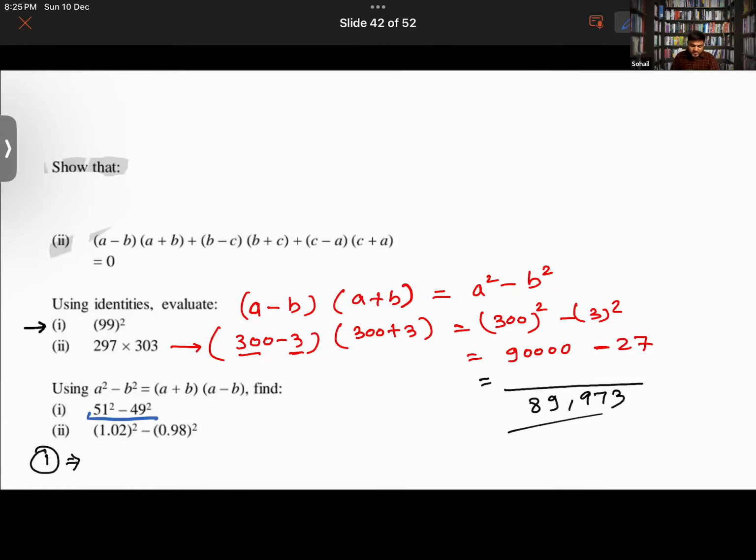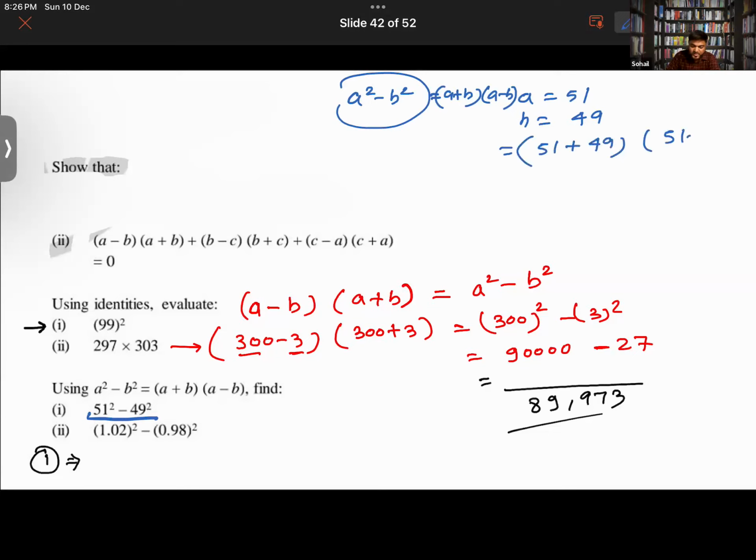Okay, this is a square minus b square, and a here is 51, b here is 49. Yes, a square minus b square, we have to use this identity. A square minus b square equals a plus b into a minus b. That is 51 plus 49 into 51 minus 49. So 51 plus 49 is 100, into 2. That is 200. Anyone who got the answer as 200?